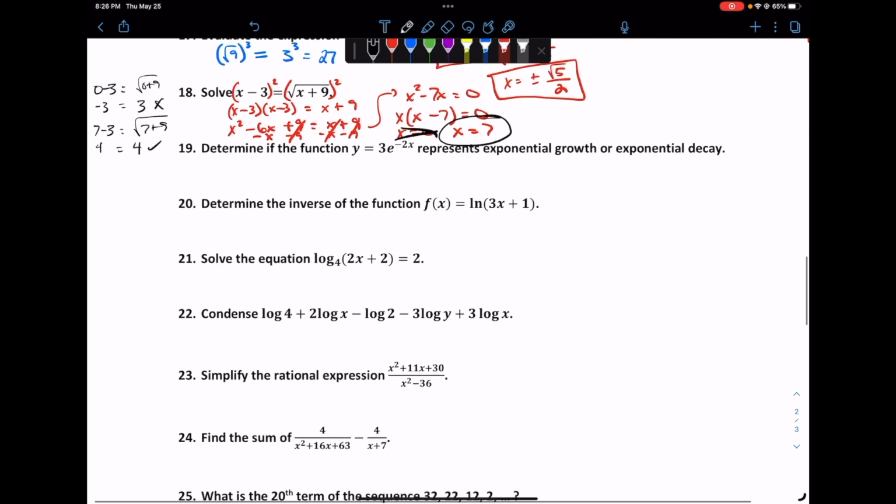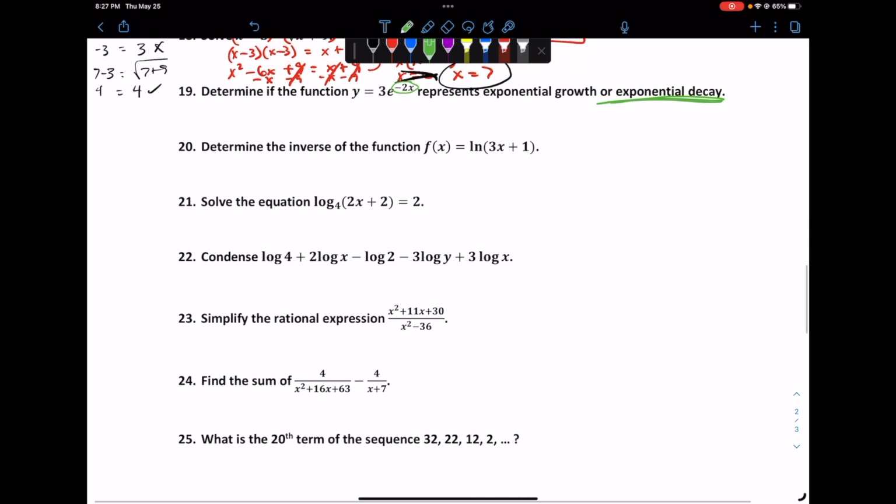Number 19, determine if the function y equals 3e to the negative 2x represents exponential growth or exponential decay. Well, because this is a negative exponent, that's going to move it to the denominator, which means we're going to have exponential decay.